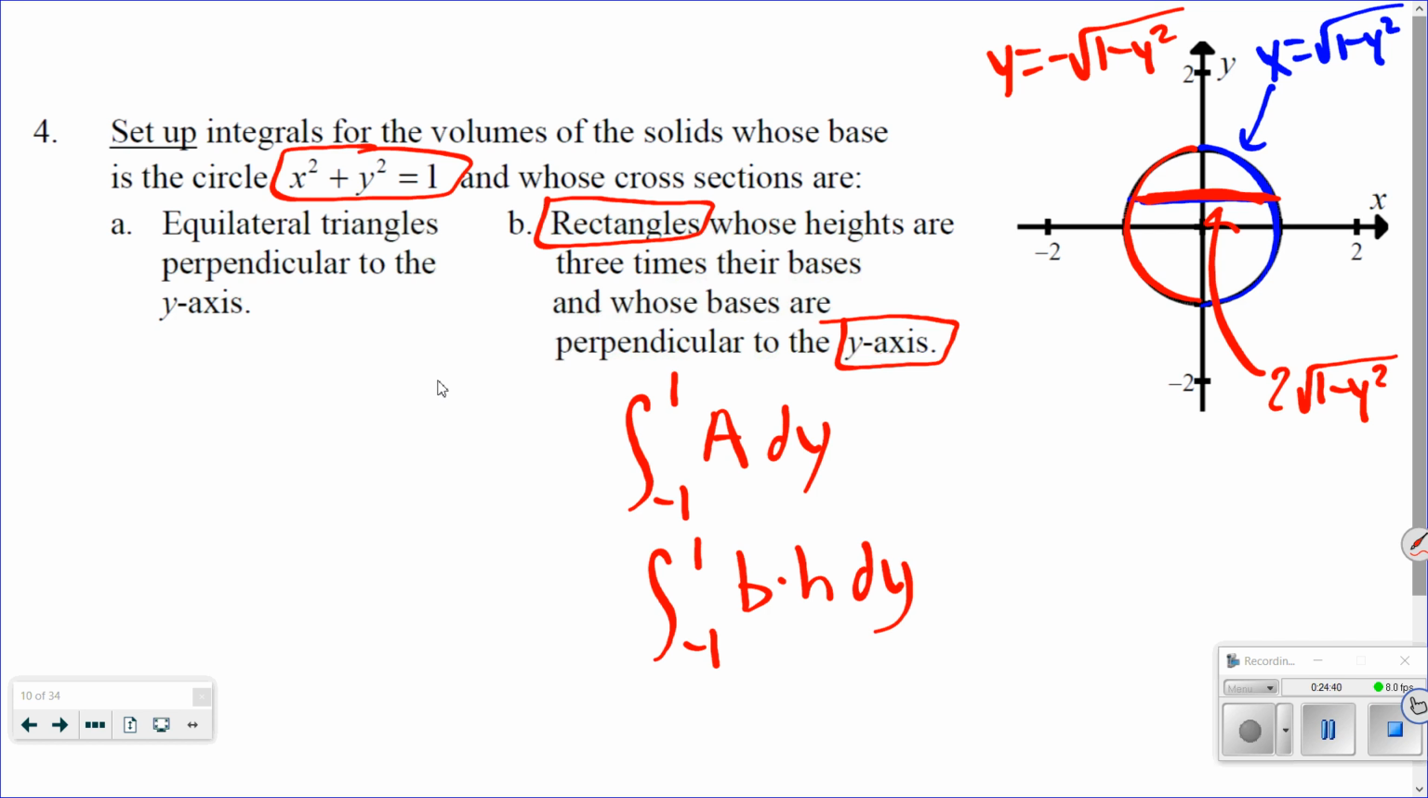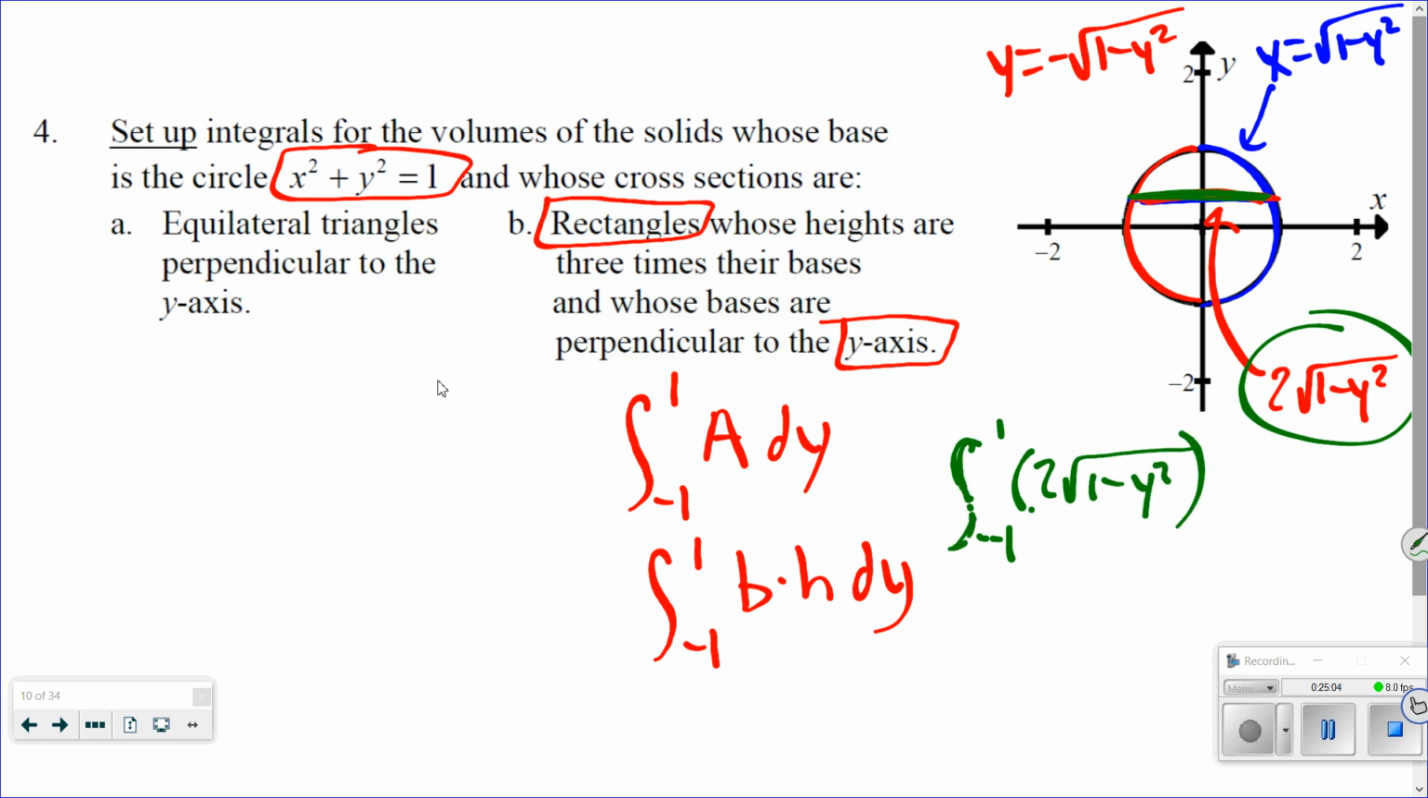So what does it say here? It says whose heights are 3 times their bases. So this is the base of my rectangle, and the rectangle is coming up at you, and the height is 3 times that. So we'd say the base is equal to this. So I now have the definite integral from negative 1 to 1 of the base, which is 2 square root of 1 minus y squared, times, and what does it tell us about our height? Our height is 3 times the base. Well, if this is the base, then our height is just 3 times that. Okay. And then I have a dy on the end. Okay, so that's our answer.